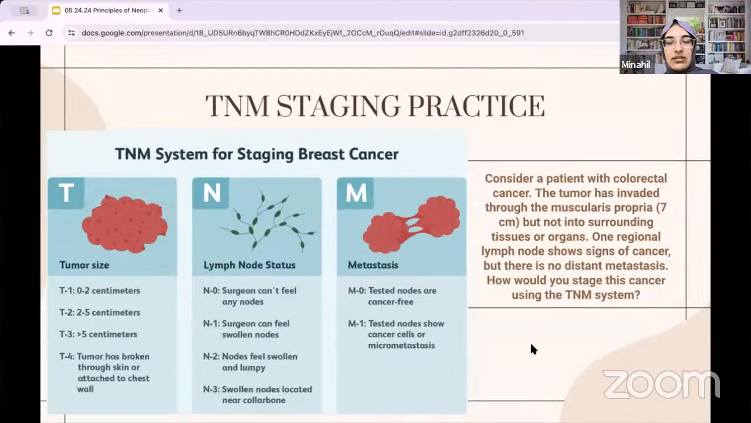There will be a question about it on the quiz as well. Again, yeah, oh yeah, so it was N1. So T3, N1, M0. Because it didn't specify, N1 makes the most sense.